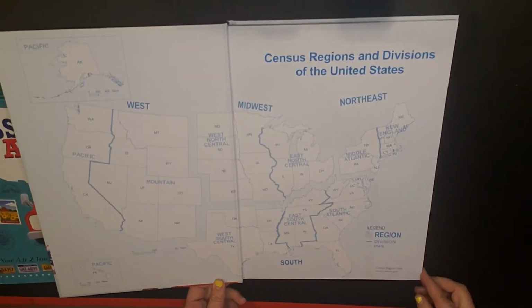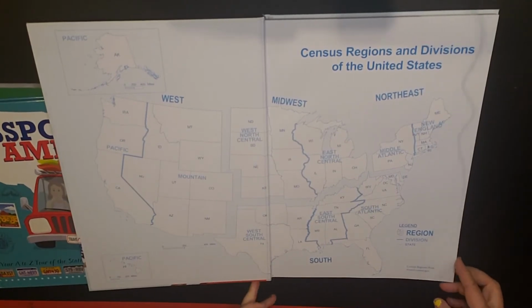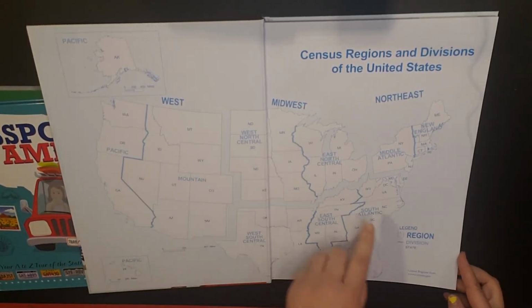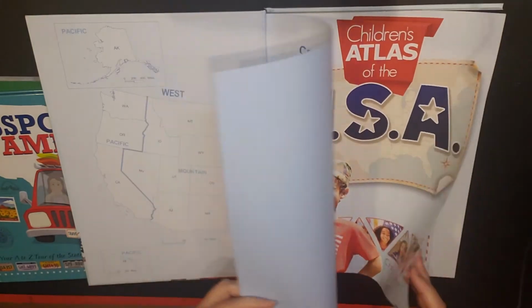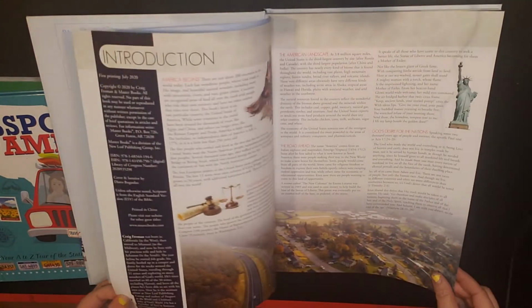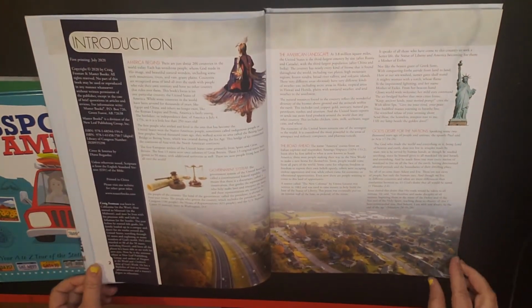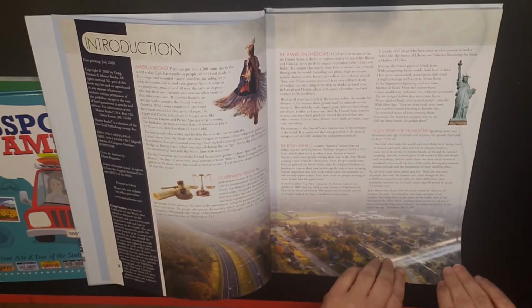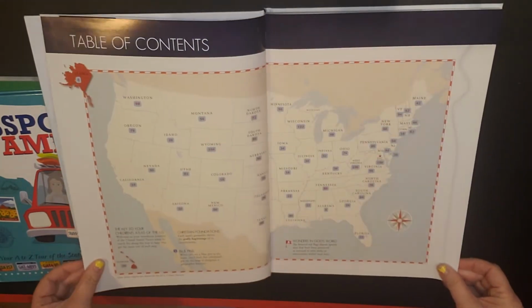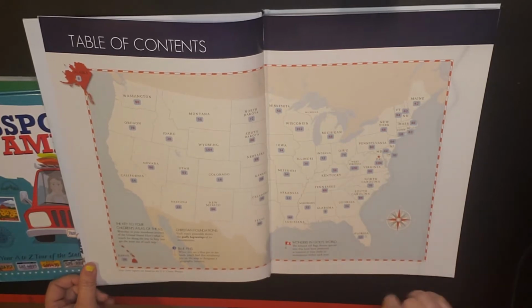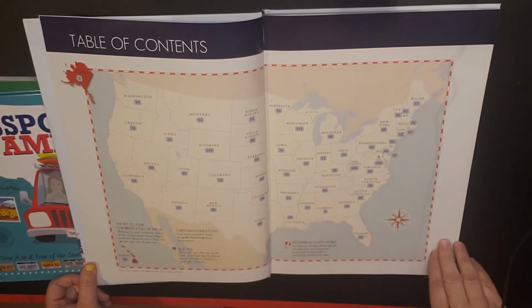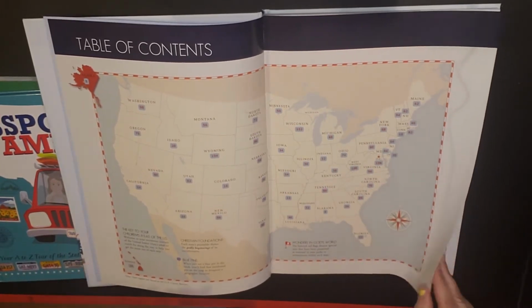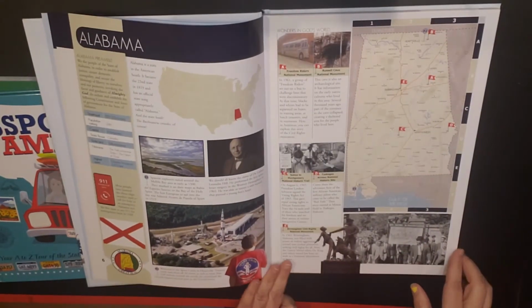You open it up and we have the different regions, the introduction, your table of contents. So this tells you what page each of the states is on. And then we get into the state.